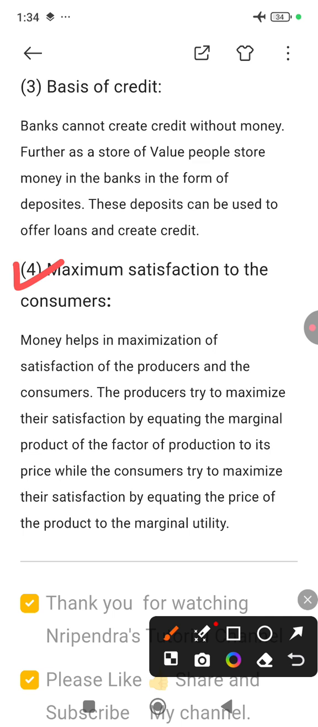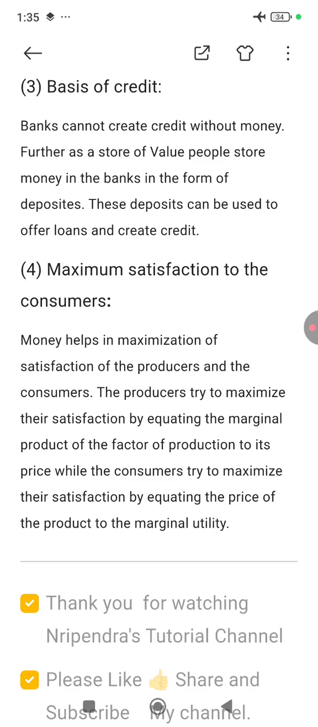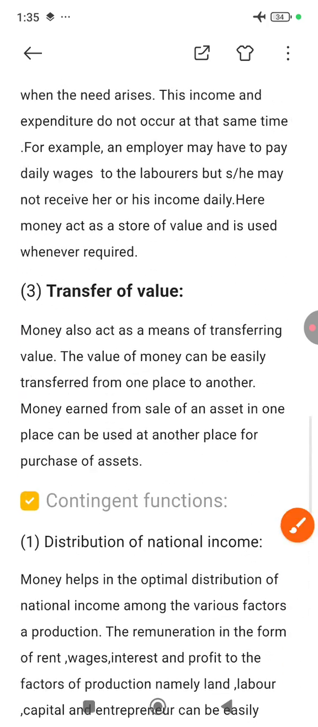Money helps in maximization of satisfaction of the producers and the consumers. In both ways, money can satisfy. The producers try to maximize their satisfaction by equating the marginal product of the factor of production to its price, while the consumers try to maximize their satisfaction by equating the price of the product to the marginal utility. Clear? So these are the basic functions of money.